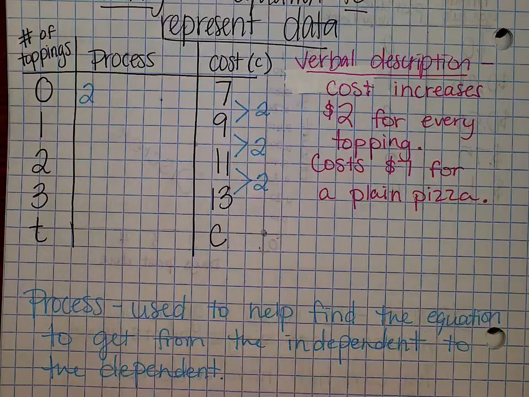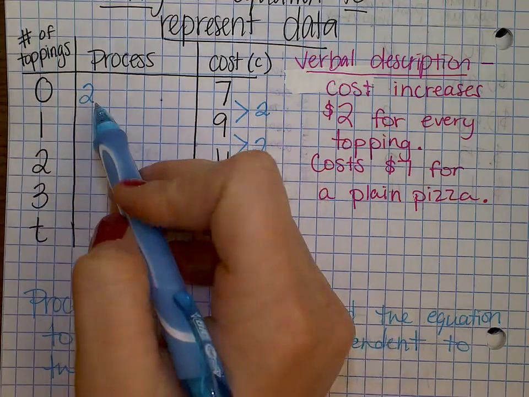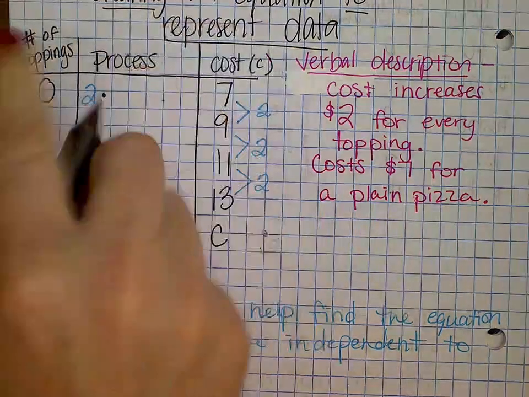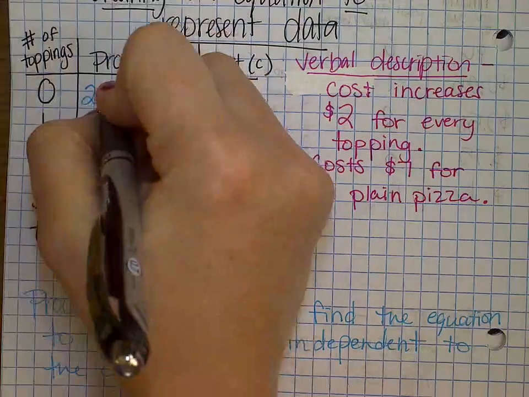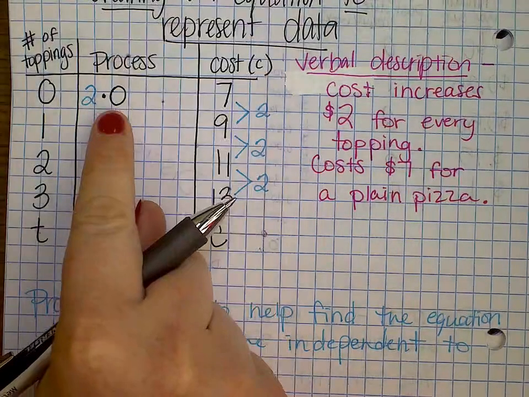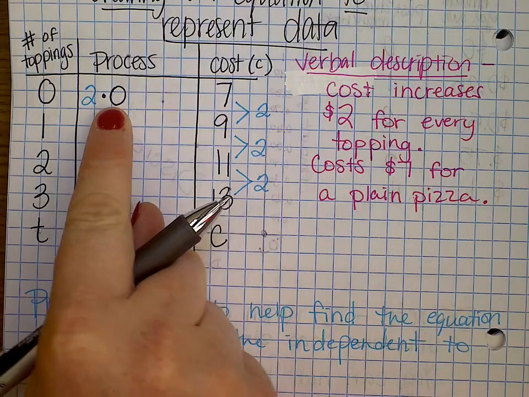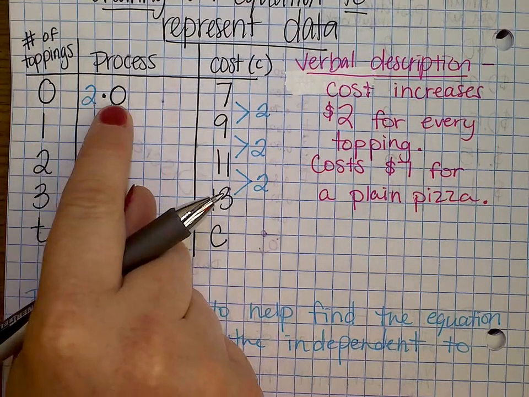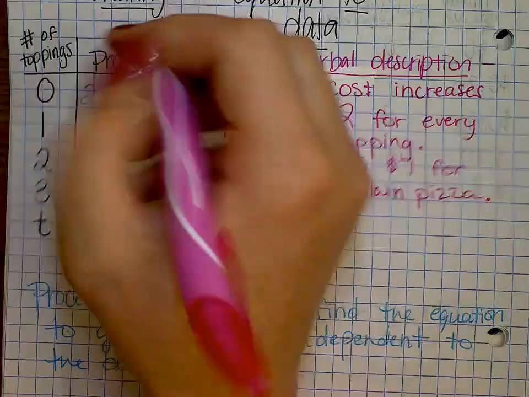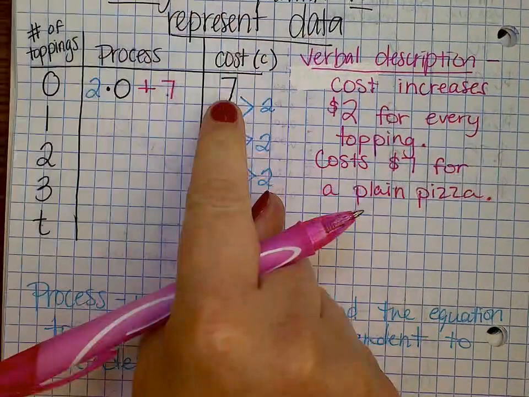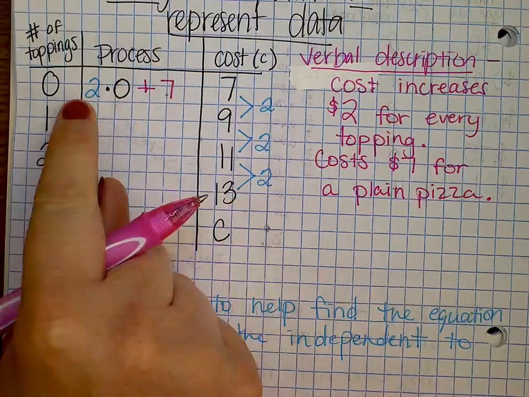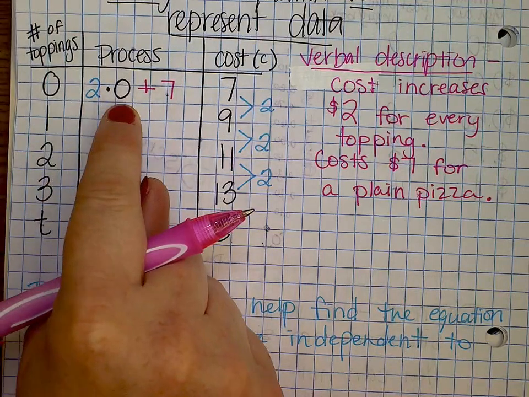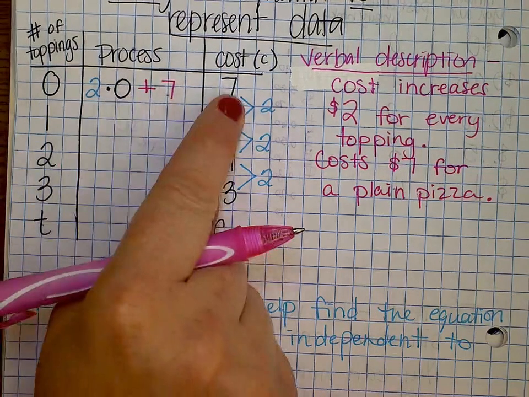It stopped recording, so I'm adding an extra clip on. So we're going to say 2, and then we're going to put times this input value. So 2 times 0, because again, we haven't paid anything. We have no toppings on this one. So it's $2 for every topping. Well, I don't have any toppings, so 2 times 0. And then it costs $7 for the pizza. So if it's $2 for every topping and I don't have any toppings, it'd be 2 times 0 toppings. 2 times 0 is 0, plus 7 would give me 7.